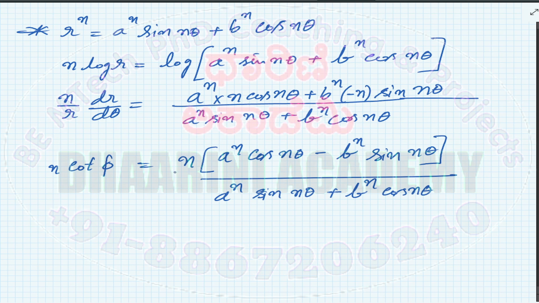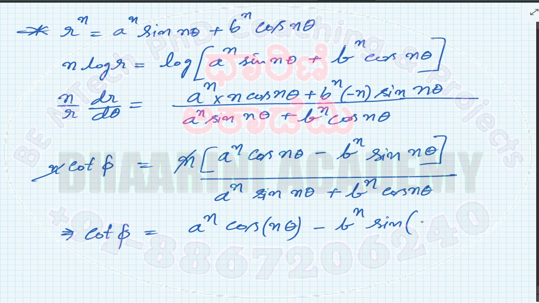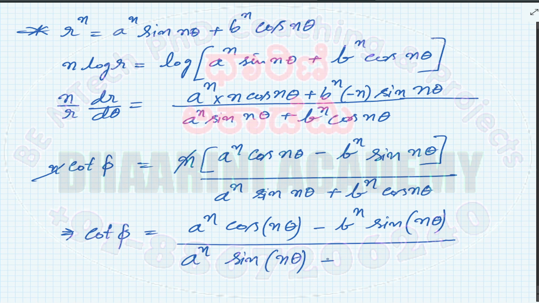Okay, now I can cancel this and this. So this implies I am going to get the cot phi. So cot phi will be a to the n cos of n theta minus b to the n into sine of n theta whole divided by a to the n sine of n theta plus b to the n cos of n theta. Okay, we got till here.